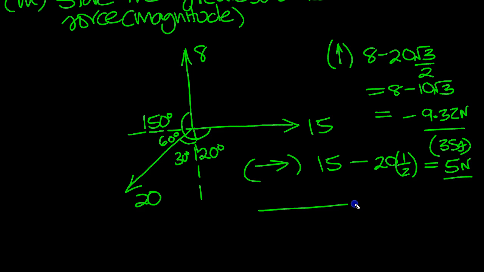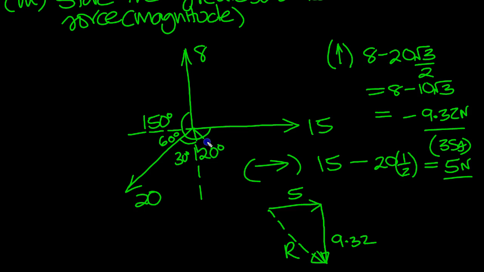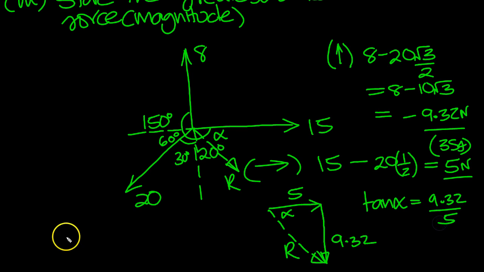So basically our force is 5 newtons along, and it's 9.32 downwards. That's the resultant force, so it acts down here. If we label this with R, on the picture it will act down here. And this will be alpha. Tan alpha is equal to 9.32 over 5. So alpha is equal to then.